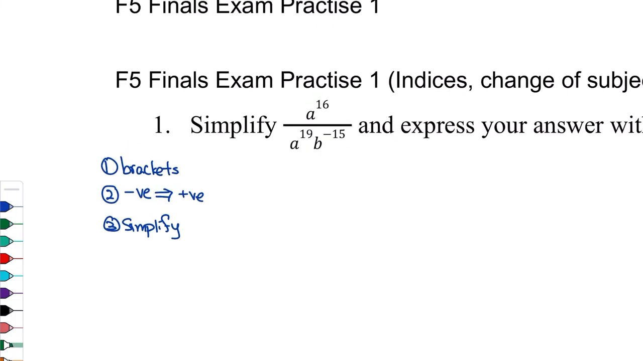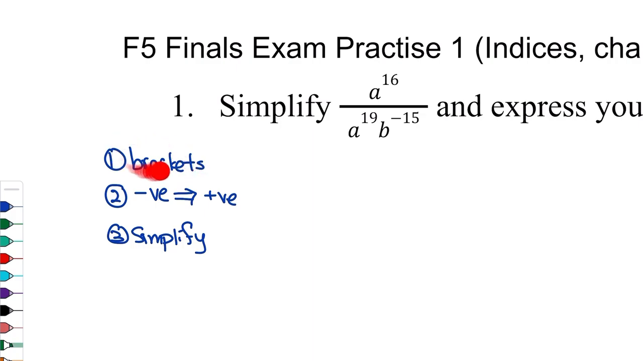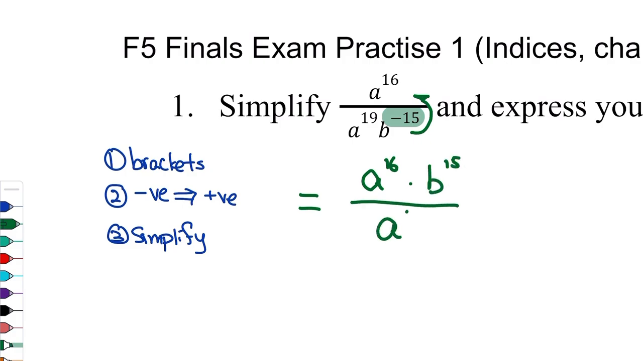Since this is your question, is there any bracket? No, so that part is done. And then how about this, negative to positive? What does that mean? That means, if there's any power that has a negative, for example, this B is having a negative 15 power here. If I want to make it positive, I will move it to the other stage, from denominator to numerator. So that is my first step. A16, B15, and then A19. Alright. And the next thing that we have to see, because everything is positive now.